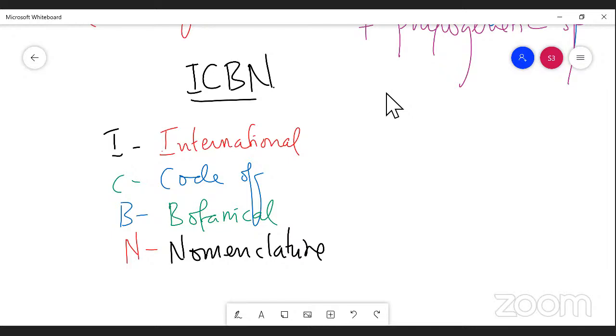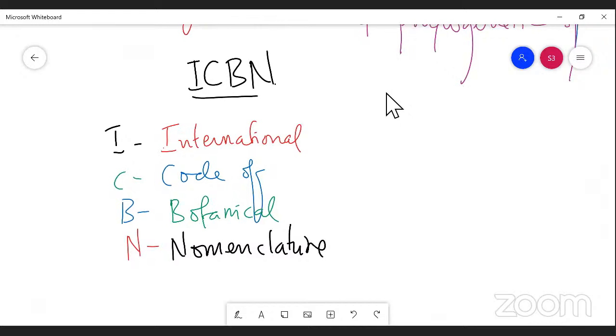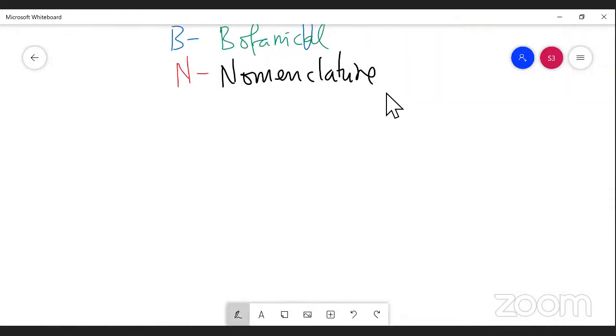So that is dealt with by ICBN. Simply, ICBN is a process of assigning names for a plant on a scientific basis, right? It is called ICBN. This ICBN was first introduced by Carolus Linnaeus.